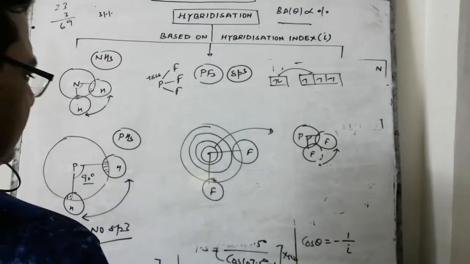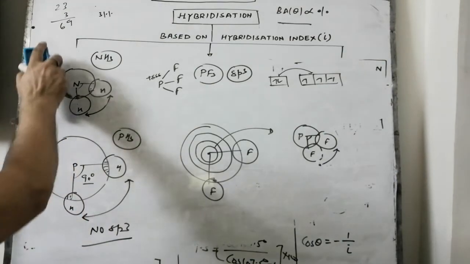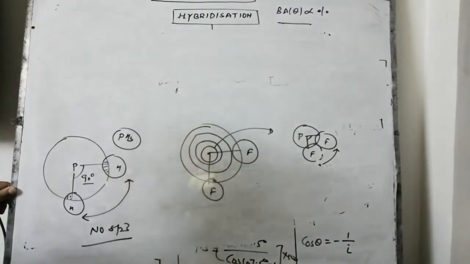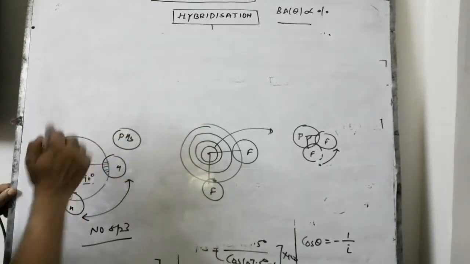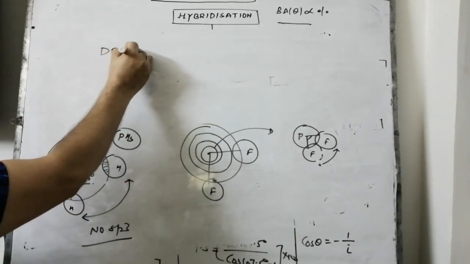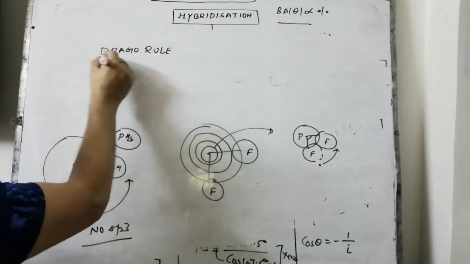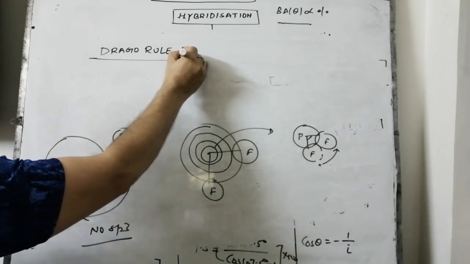So that is the reason, and from here comes the concept of Drago's rule. What exactly is Drago's rule? Drago's rule is being implemented in this case, and the molecule as such is called a Drago molecule. What exactly is the empirical statement of Drago's rule?